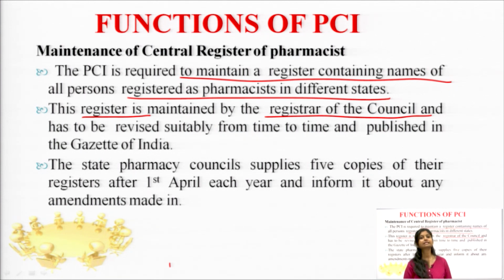The State Pharmacy Council supplies 5 copies of registers after 1st April, because any financial year is counted from April to March. So till 31st March you can renew your application, you can file a new application, and on 1st April the council supplies a final report to the central council to make it an official document. The state pharmacy council supplies 5 copies of their registers after 1st April each year and informs it about any amendments made. So it is an official document, that is why it is also called the official gazette. So this is the third major function of Pharmacy Council of India.